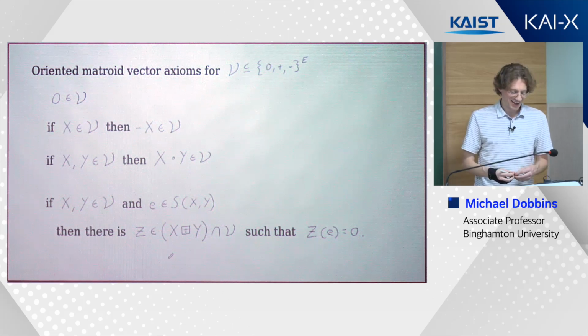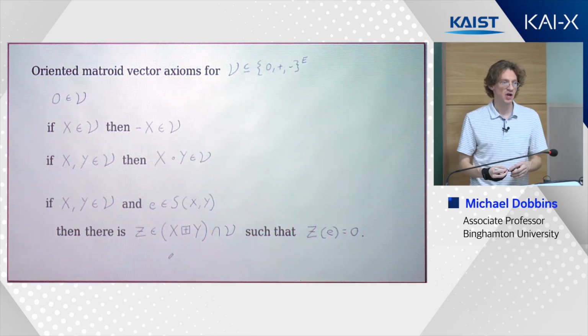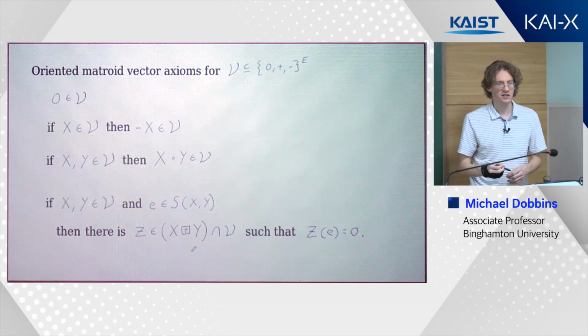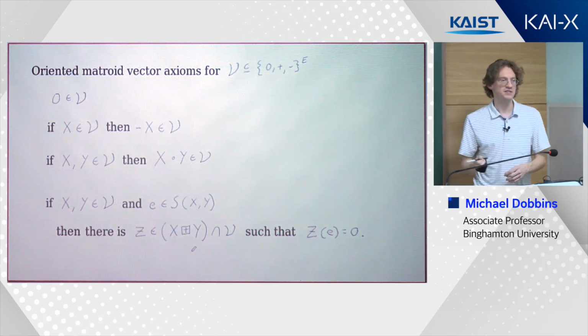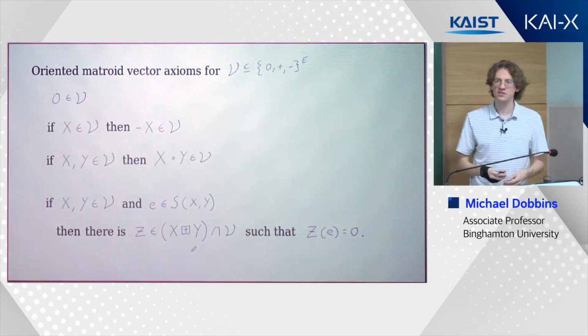So is there a reason for introducing this hypersum? Because I think it makes some things a lot easier. This hypersum was actually introduced only in 2016, but oriented matroids were developed in the 70s. So this was not the original set of axioms.